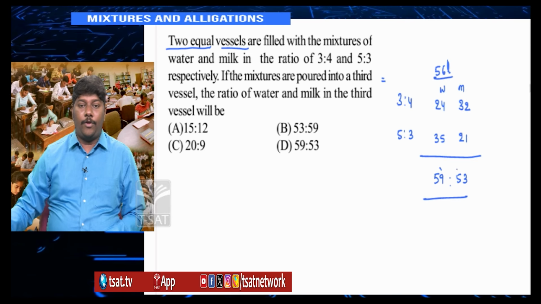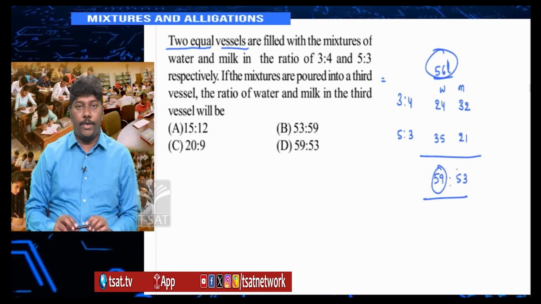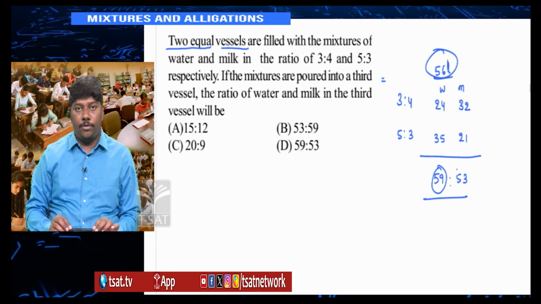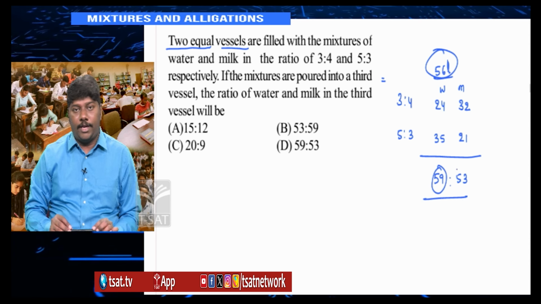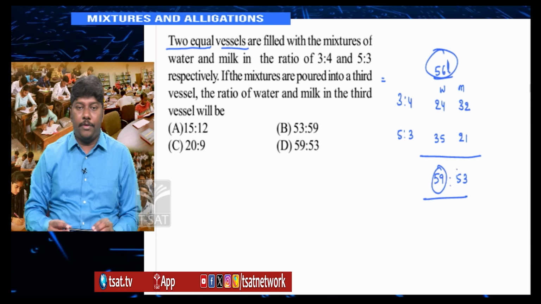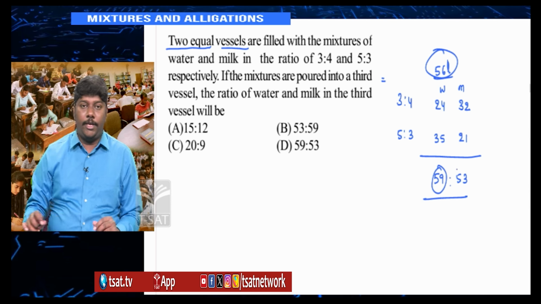Even if you find only water, you get to know that 56 and 56 in 2 vessels, because of equal capacity, is 112. You only find out what is water in it. We got water is 59 liters. Obviously out of 112, if 59 is water, the remaining 53 must be milk only. Look at the next sum.